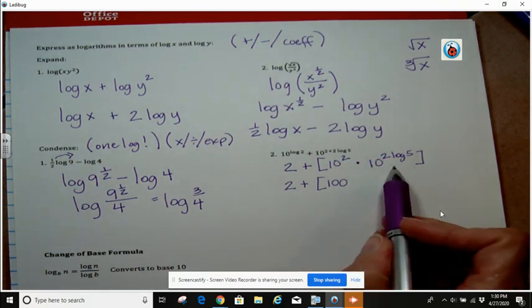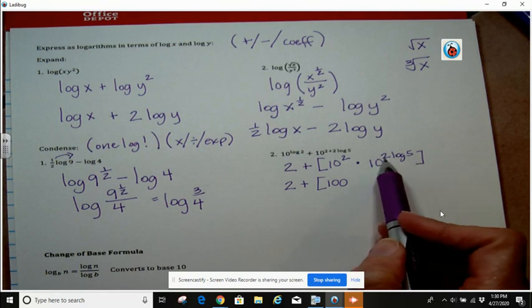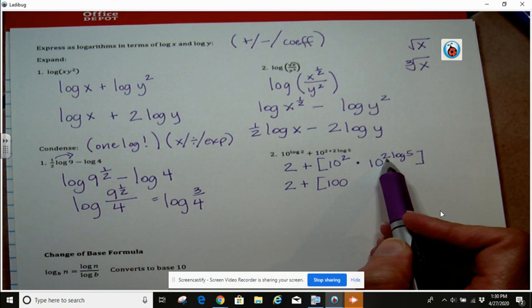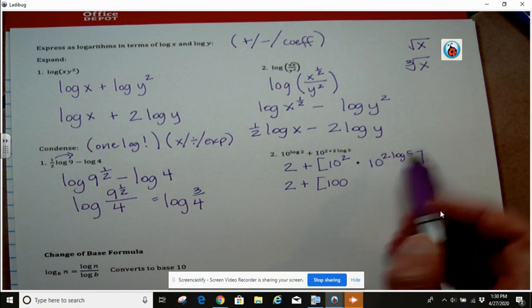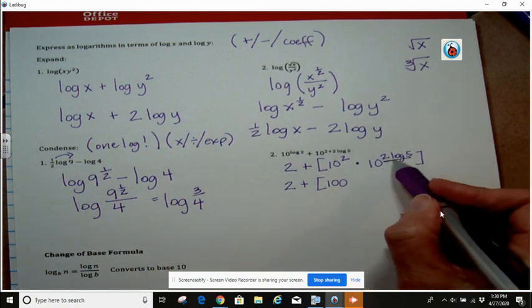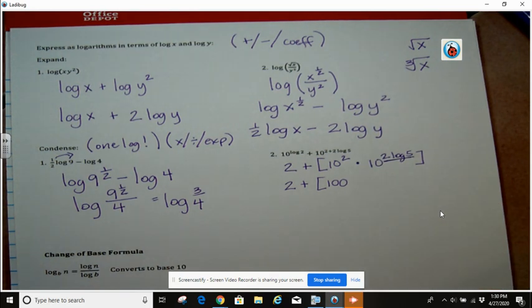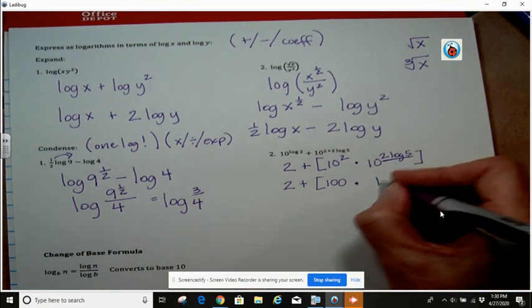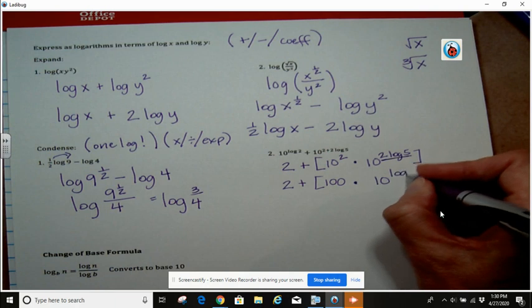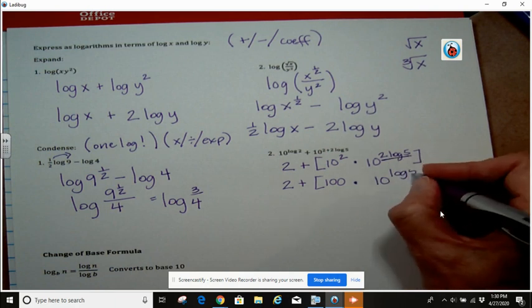Okay, so right here, we have a log with a coefficient. So what I want to do is use one of my properties and condense this logarithm by moving that coefficient to be an exponent. So I'm going to rewrite just that logarithm as log of 5 squared.